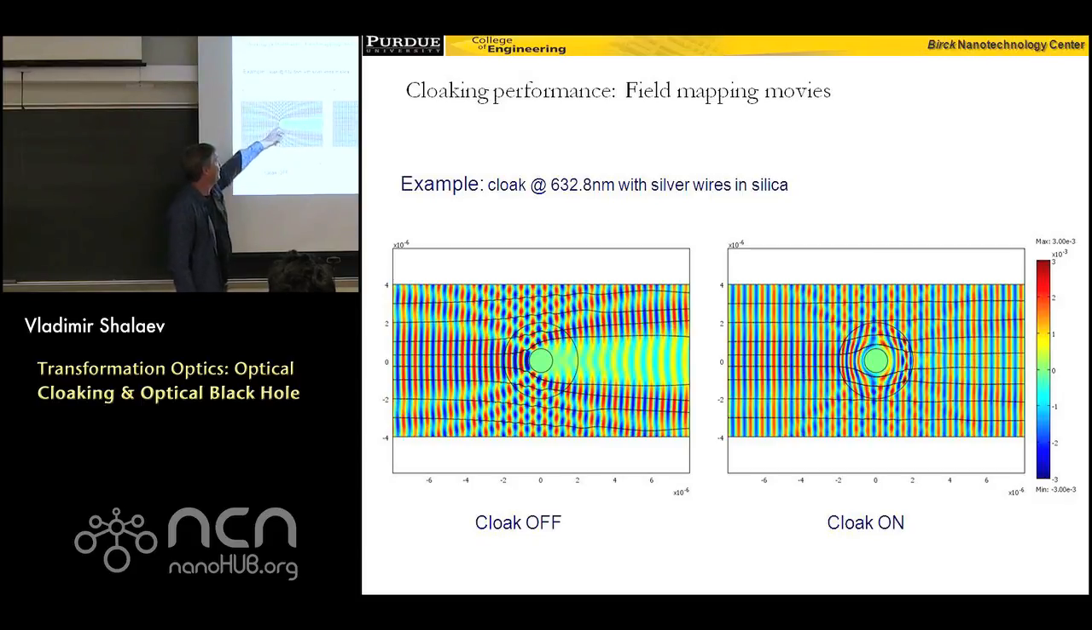And if you do create this distribution of epsilon as I described, this is real simulations for real design. Light goes around and almost not distorted. You would be able to see what is behind the cloak. So it's important that the phase, you see it's a plane phase, is basically restored here, almost restored. It becomes again a plane wave behind the cloak.